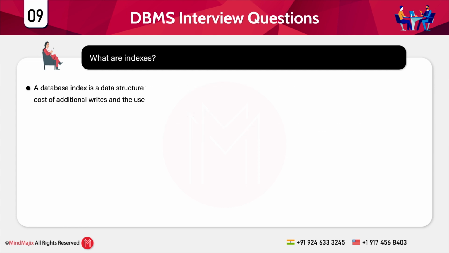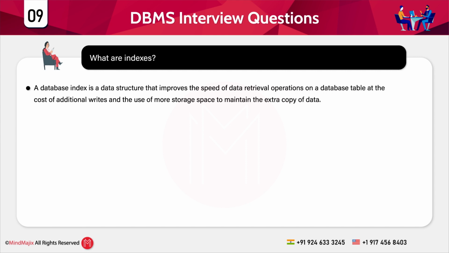So a database index is a data structure that improves the speed of data retrieval operations on a database table at the cost of additional writes and the use of more storage space to maintain the extra copy of data. So data can be stored only in one order on the disk, and to support faster access according to different values, faster search like binary search for different values is desired.